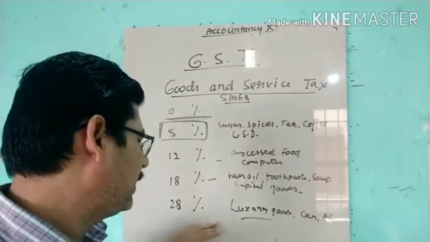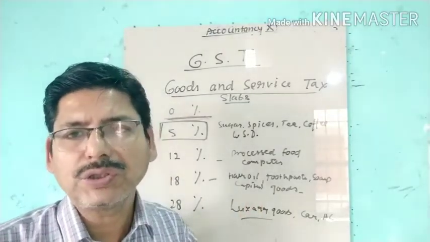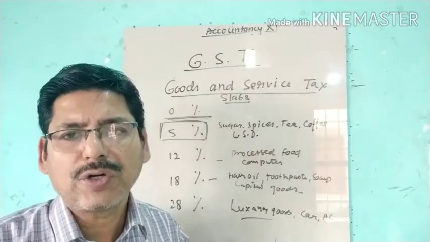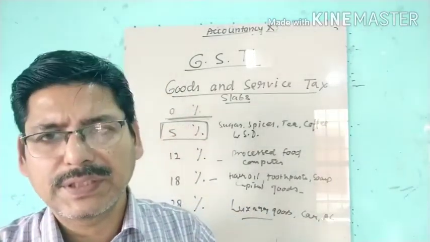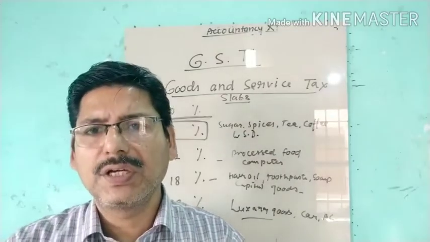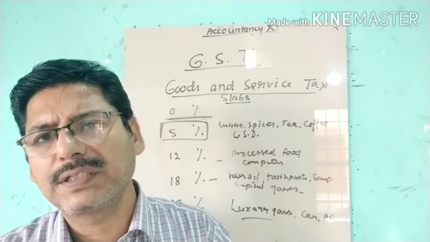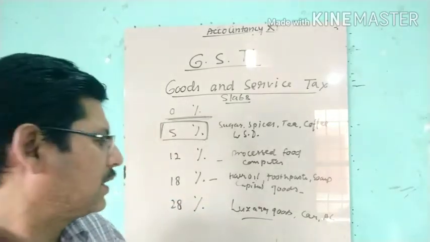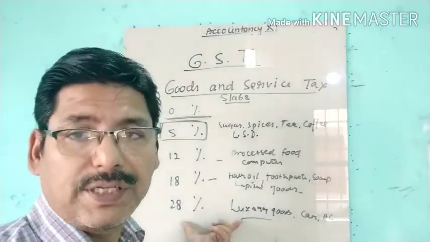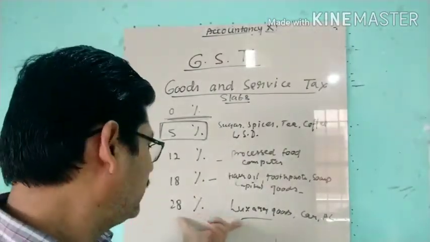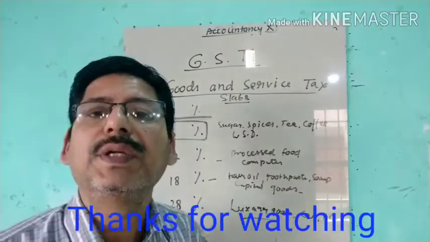Then comes the 28%. 28% tax is levied on those goods which are not used by the low income group. These are luxury items like cars, ACs, even refrigerators, all these things, and beverages. On these, 28% tax is levied. So these are the different slabs. Okay.